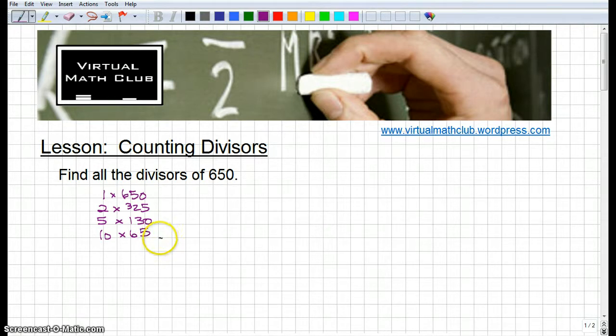Well, it sure would be nice to have a way to be able to know how many you're looking for, right? So that you know when you're done. If we knew, for example, that we were looking for, say, 8 divisors of 650, then we'd know now that we're done. But I don't know at this point how many divisors we have of 650. So what I'm going to teach you is a little trick to figure out how many divisors a number has.